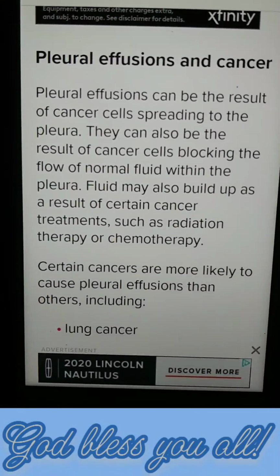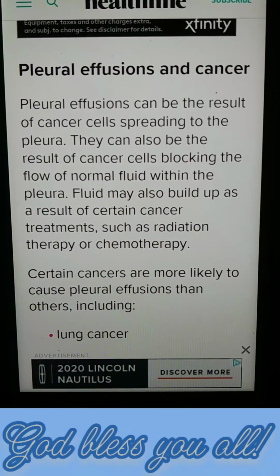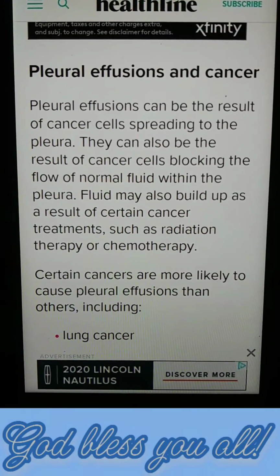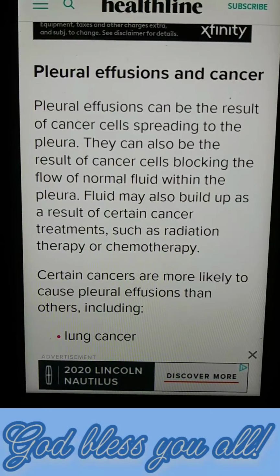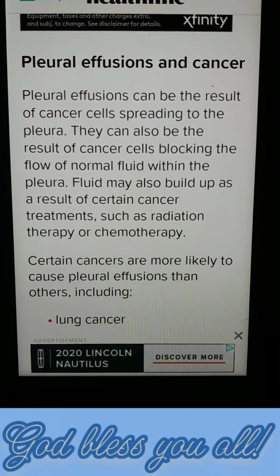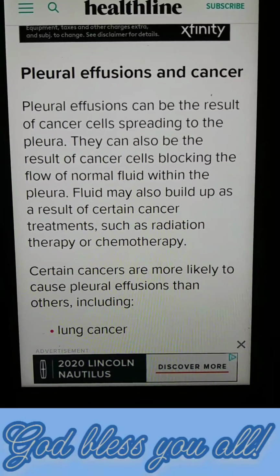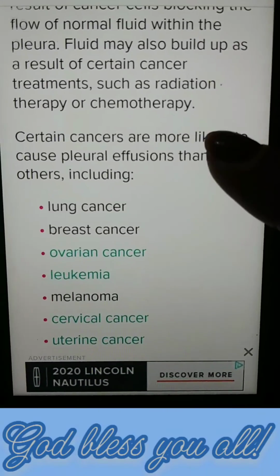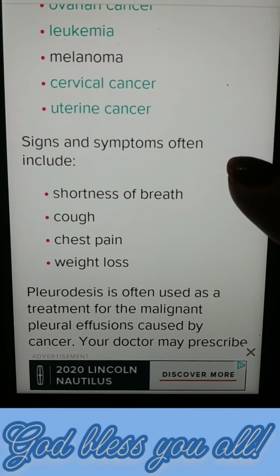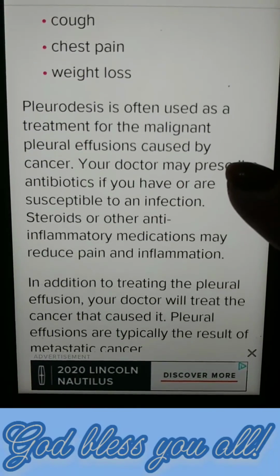Pleural effusion and cancer. Pleural effusion can be the result of cancer cells spreading to the pleura. It can also be the result of cancer cells blocking the flow of normal fluid within the pleura. Fluid may also build up as a result of certain cancer treatments such as radiation therapy or chemotherapy. Certain cancers are more likely to cause pleural effusion than others, including lung cancer, breast cancer, ovarian cancer, leukemia, melanoma, cervical cancer, and uterine cancer. Signs and symptoms often include shortness of breath, cough, chest pain, and weight loss.